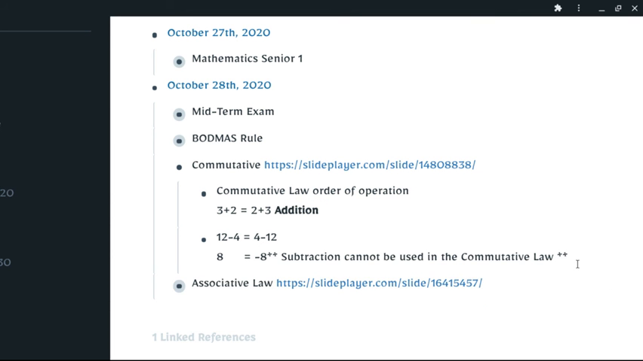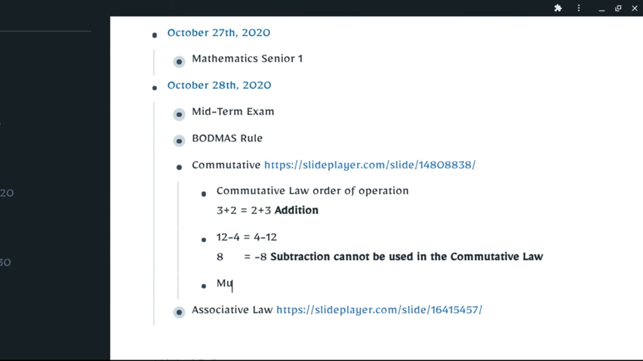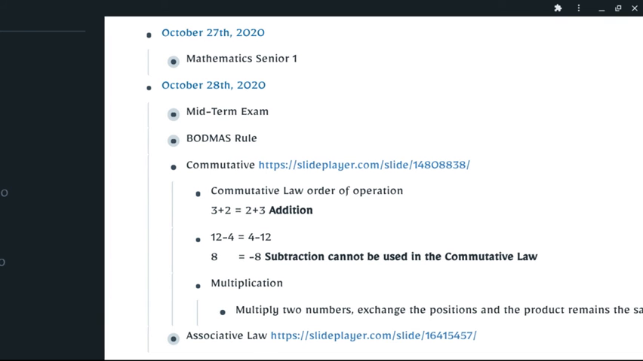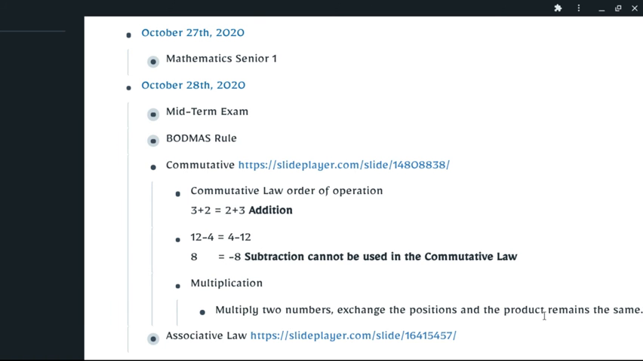And now we're going into multiplication. All right. Now this is saying multiply 2 numbers, exchange the positions, and the product remains the same. Does everyone know what the product is in mathematics?